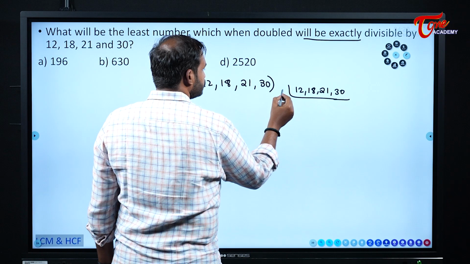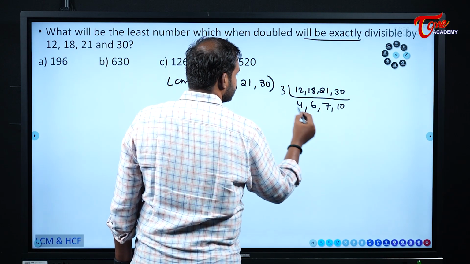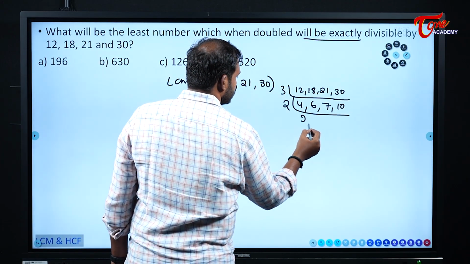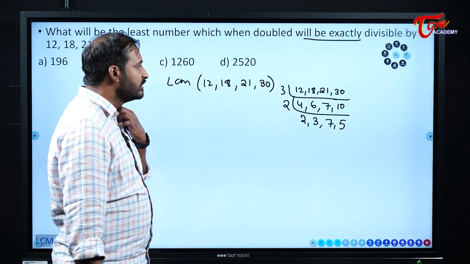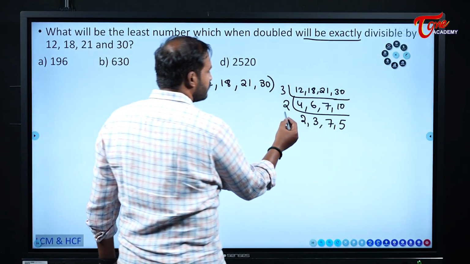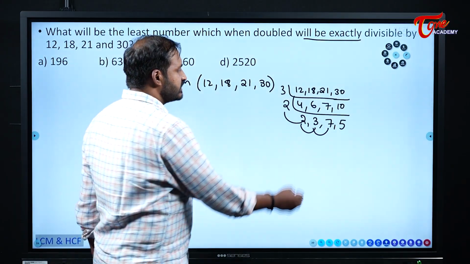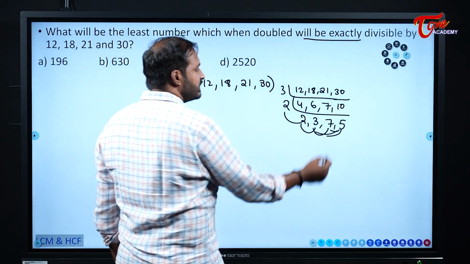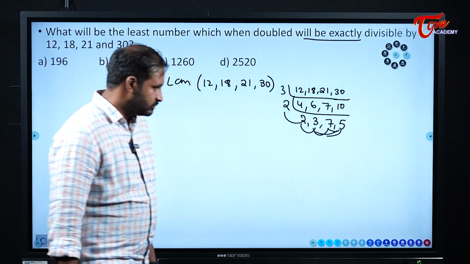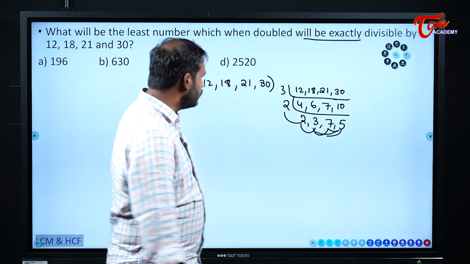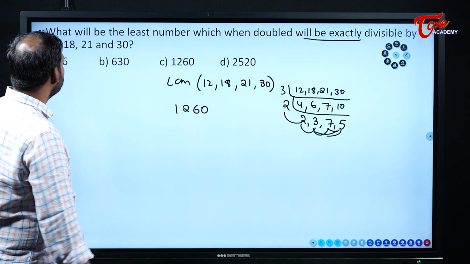We know 3 4s, 3 6s, 3 7s and 3 10s. Next 2 2s, 2 3s, 7s and 5s. We are left with only prime numbers. So 3 2s are 6, 6 2s are 12, 12 3s are 36, 36 5s are 180, 180 7s are 1260. So 1260 is the number. But what is the question?